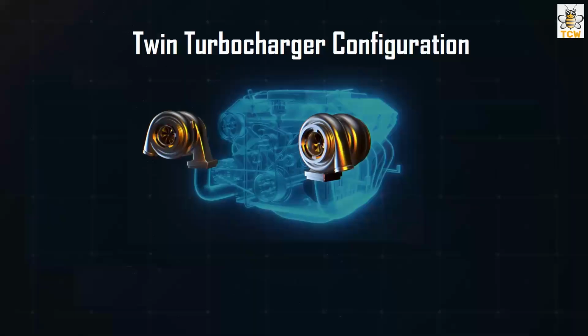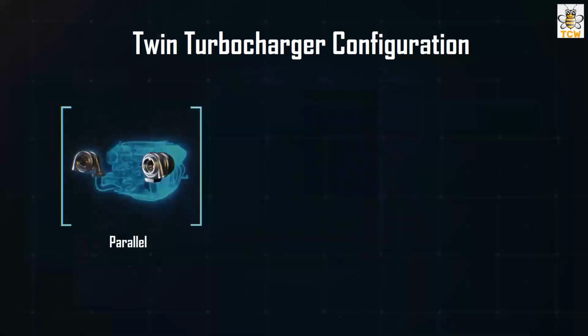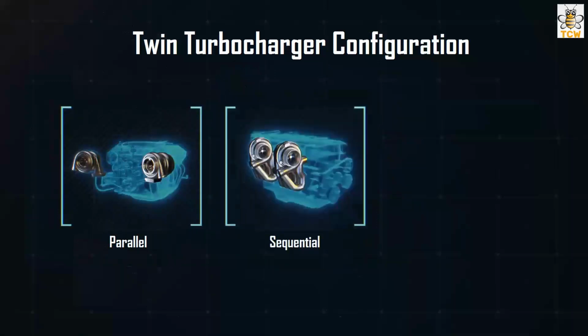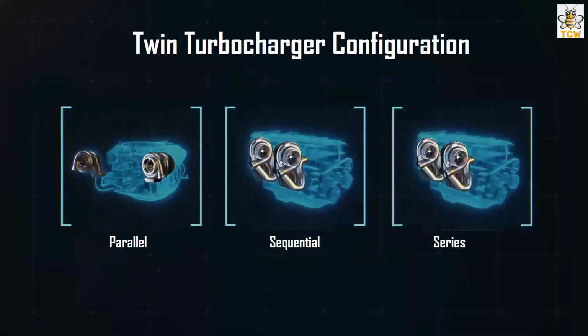The twin turbocharger uses two turbochargers to increase the intake air pressure. According to the mode of operation, twin turbochargers can be divided into three groups, namely parallel configuration, sequential configuration, series configuration.